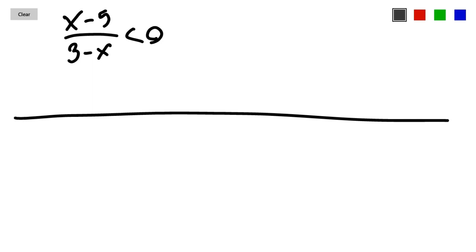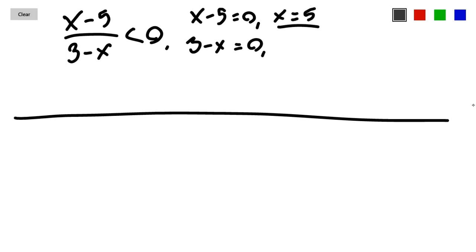What we're going to do is set the top and the bottom equal to 0 and then solve for x. That's going to give us the pivot points that we need. So I have x minus 5 is equal to 0, and 3 minus x is equal to 0. When I solve the first one, I have x is equal to 5. And then the second one, I have x is equal to 3. So I'm going to mark these on the number line, and then I'm going to make these intervals distinct using different colors. Just like that.